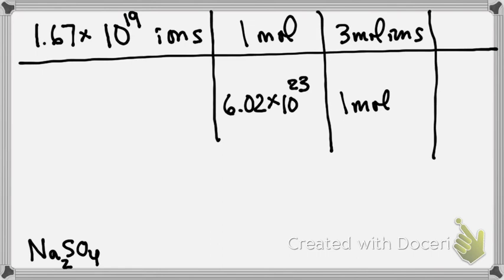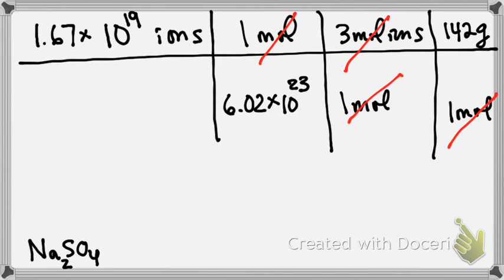And we know that 1 mole is 142 grams. So we start canceling some units. This is going to give me grams of ions. And so all I want to do now is to simplify this expression.